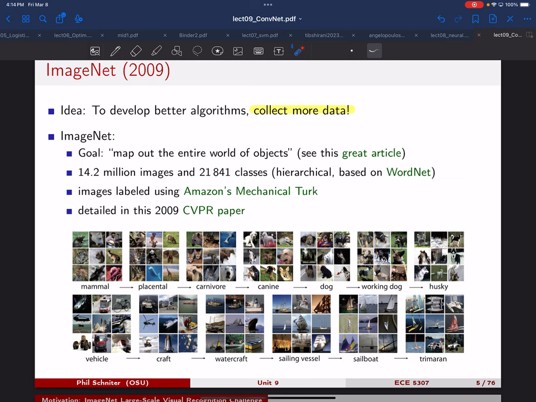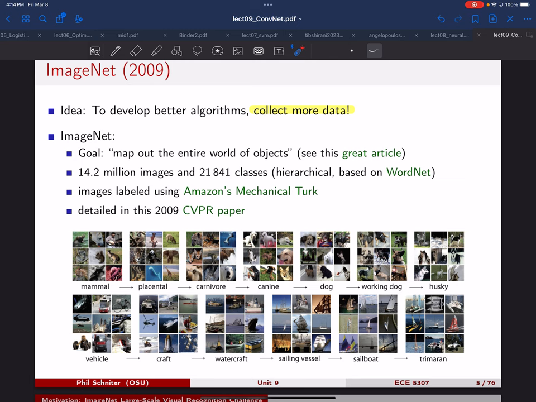There are a lot of challenges in doing this because, number one, you can find plenty of images on the internet, and back then there were fewer, but you could still find plenty. But the problem is they're not labeled with the class. So how do you do that? How do you label 14 million images?